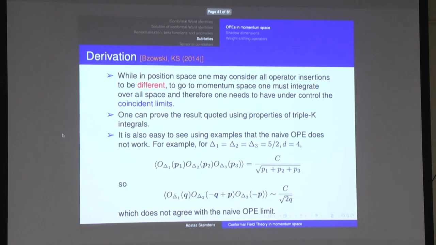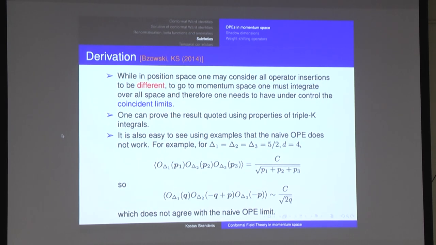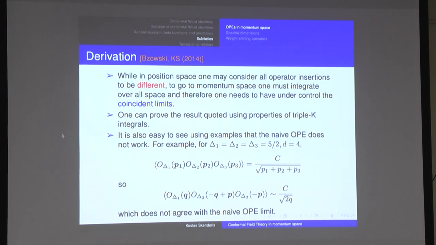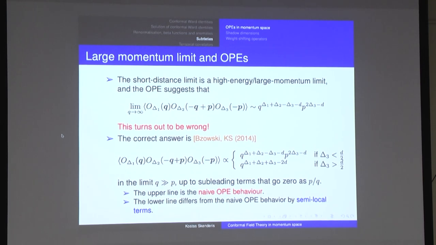But the easiest way to convince yourself that that's the case is to just look at explicit examples. For instance, if I look at operators of dimension delta 1 equals delta 2 equals delta 3 equals 5 halves and d equals 4, this is a case of a correlator that doesn't require renormalization, so the integral is finite and everything. By elementary means, you can compute the answer, which is this one. And then you can just take the limit, and that's the answer that one gets, and that agrees with this, and this agrees with that.